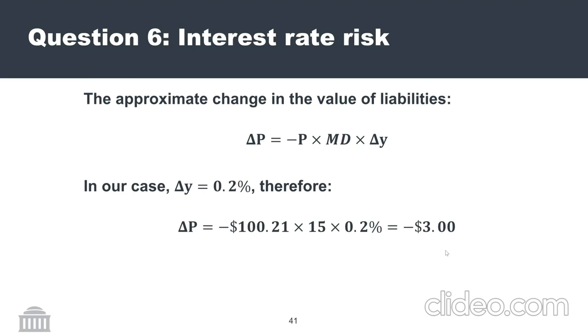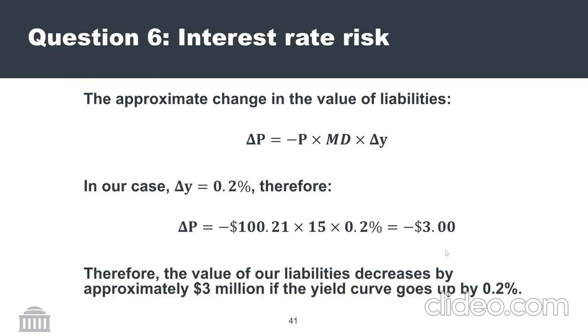So we are taking the original $121 million, multiplying it by the modified duration, which is 15, and multiplying it by the change in the yield, which is 0.2%. And this gives us negative $3 million. So as yield increases by 0.2%, the value of our liabilities drops by $3 million. And this answer is given to us by using this approximation, in which we're using the modified duration to compute the approximate change in the value of our liabilities.